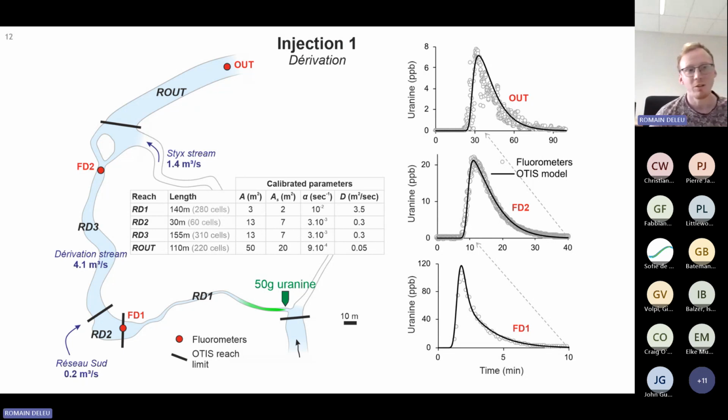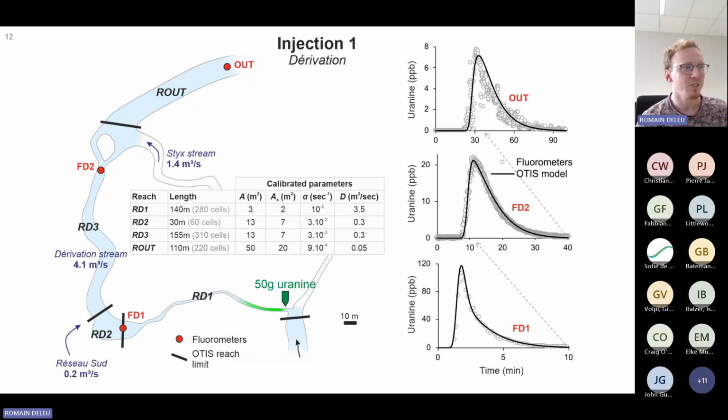And then we want to calibrate the model based on that. So we divide the stream into different reaches: RD1, RD2, RD3, and R out, which are of different lengths. And we have the different parameters: section areas, alpha, and dispersion.